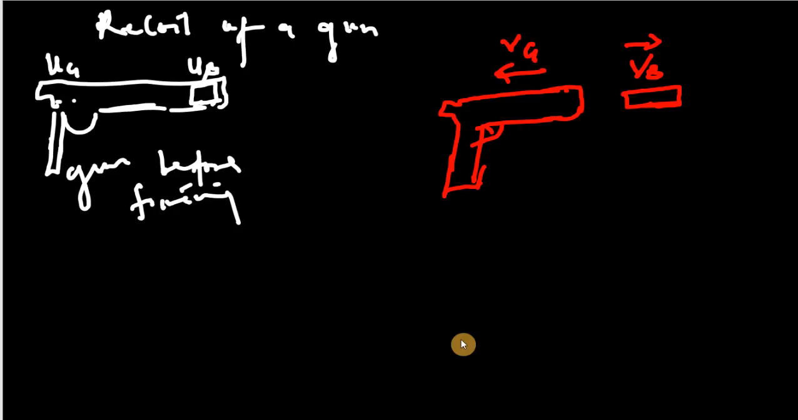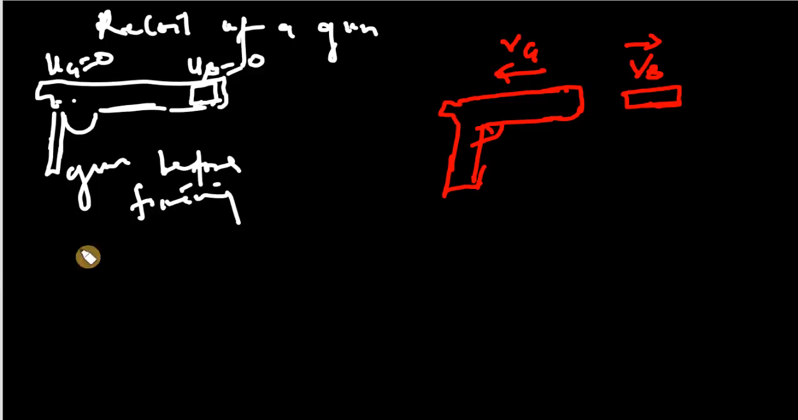Hi guys, in this video we'll look at recoil of a gun and application of conservation of linear momentum. So we look at a gun before firing and we see that the initial velocity of the gun before firing is 0 and the initial velocity of the bullet is 0.